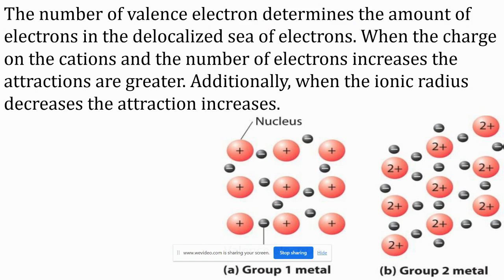The number of valence electrons determines the amount of electrons that can be delocalized. When the charge of the cation and the number of electrons increases, then their attractions are greater. And that just makes sense, right? Coulomb's law. Back to Coulomb's law. Everything goes back to Coulomb's law. I told you they like Coulomb's law.